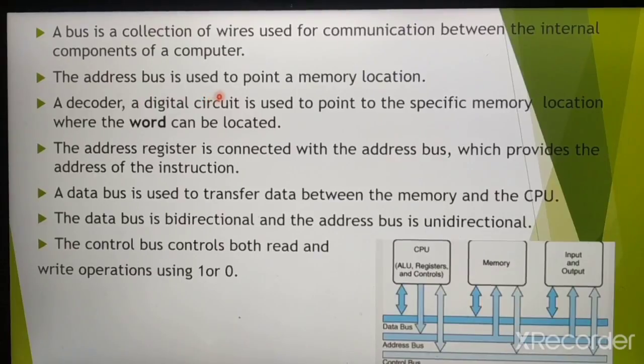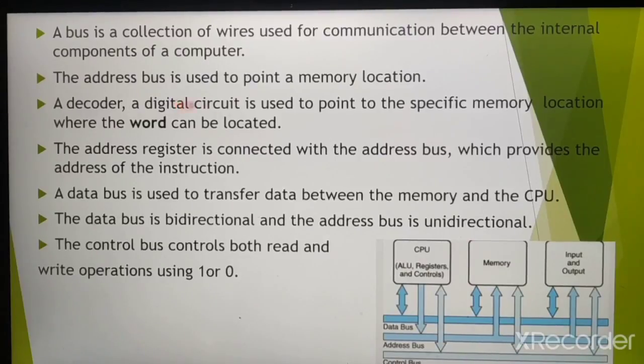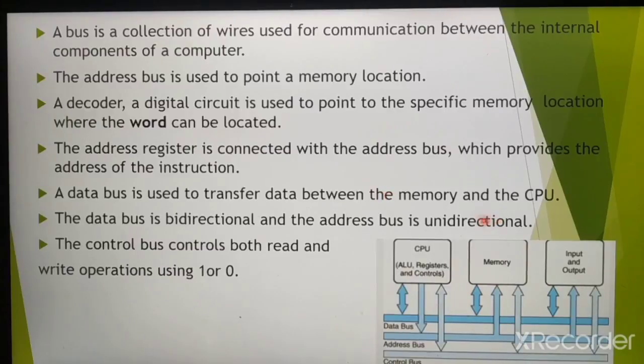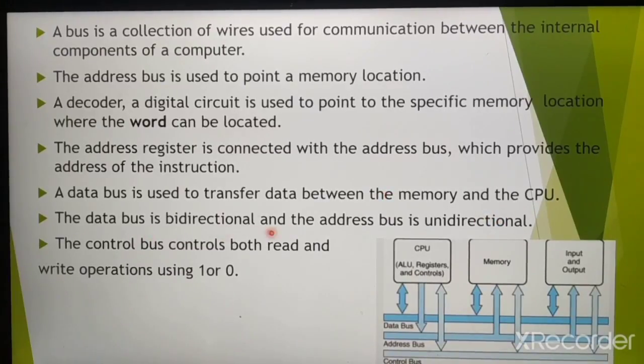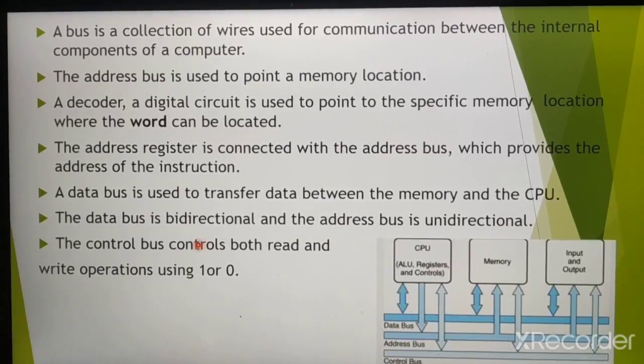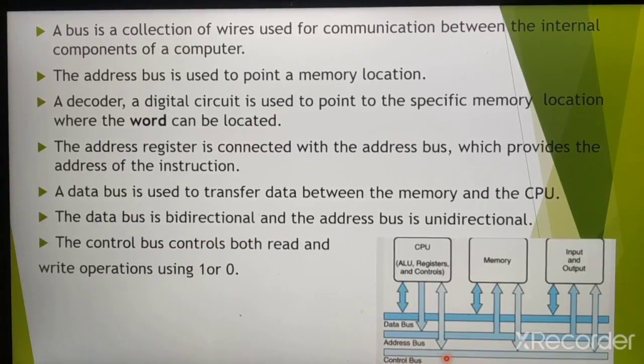Here the address bus is used to point a memory location. Here we are having decoder, which is a digital circuit. It is used to point to the specific memory location where the word can be located. Next, the address register carries address information and is connected with the address bus, which provides the address of the instruction. Next, a data bus is used to transfer data between the memory and the CPU. Data bus is bidirectional, but the address bus is unidirectional. Next, control bus controls both read and write operations using the signal of 1 and 0.